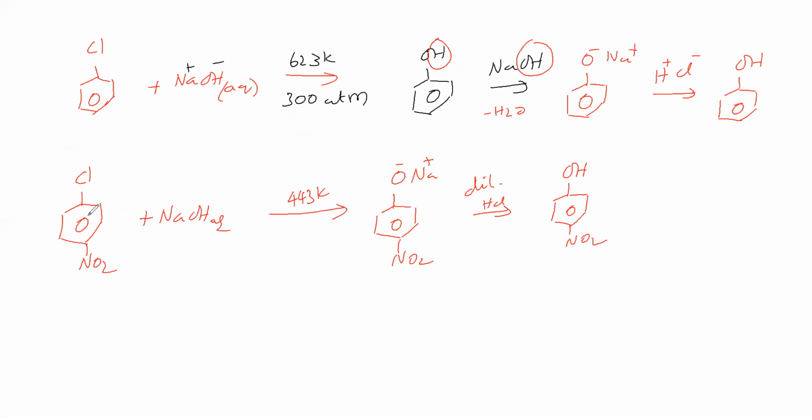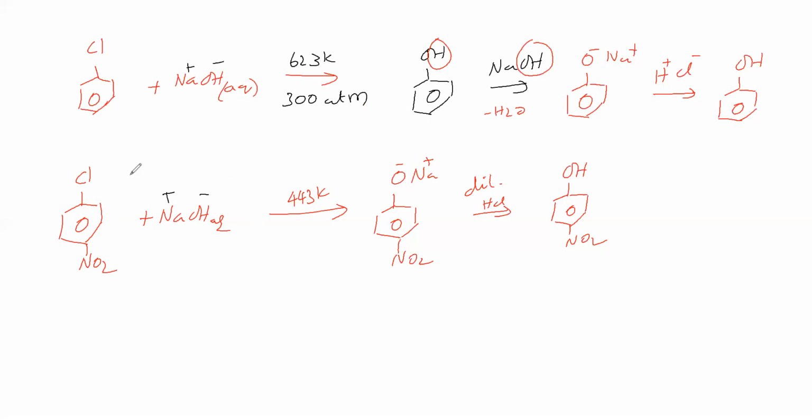So this NO2 group creates positive charge at this carbon. Therefore this NO2 group makes this carbon highly electron deficient. So OH minus can easily attack this electron deficient carbon. Here positive charge is there. Therefore OH minus is easily attacking. Therefore this nucleophilic substitution reaction requires less temperature and normal pressure.